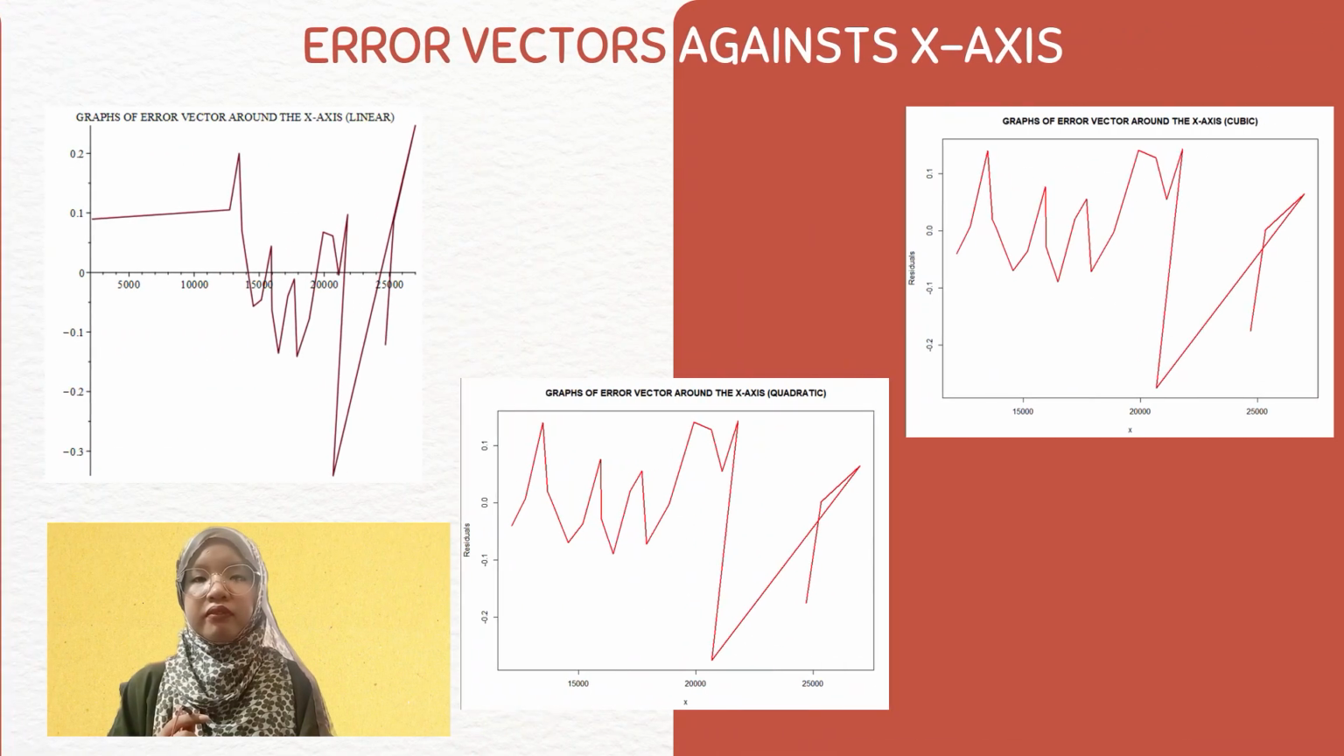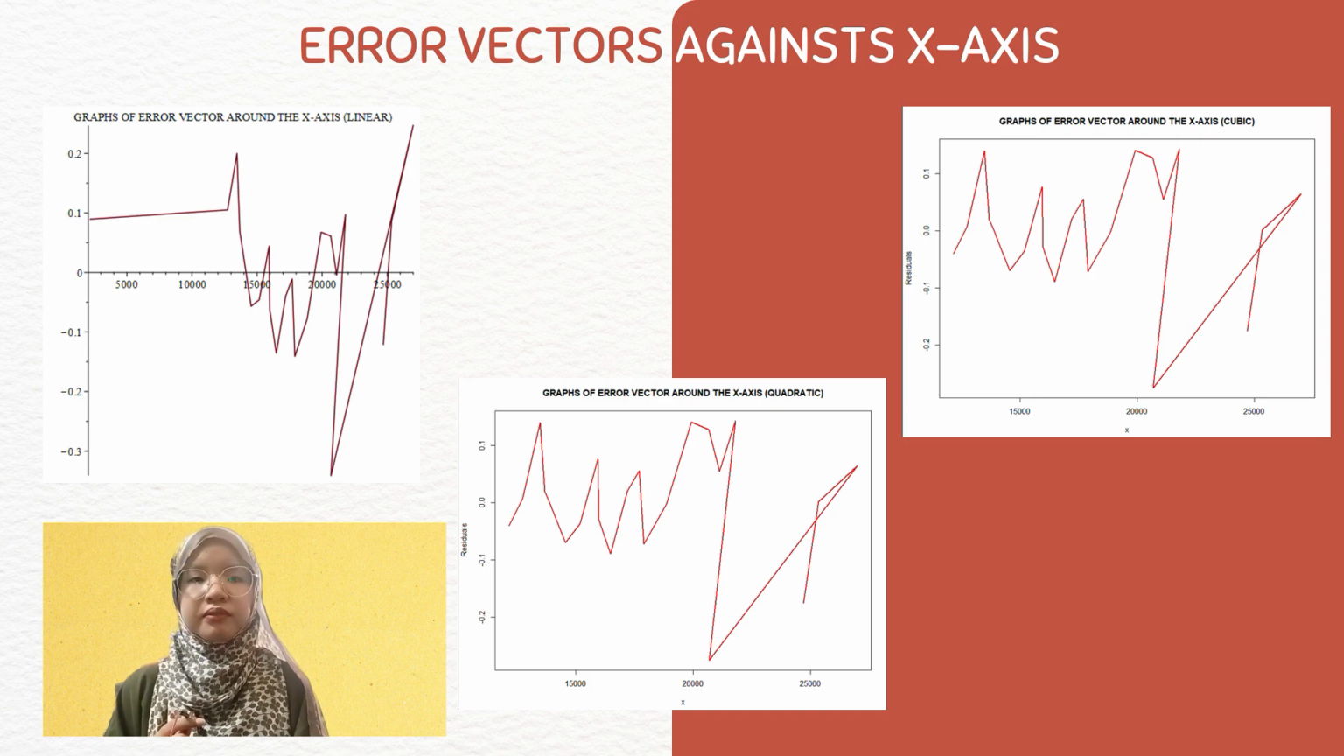In the cubic residual graph, the residuals are also small and distributed around zero. The curve tries to reduce the error even further. However, the difference in error compared to the quadratic model is very small. This suggests that using a cubic model does not give a big advantage for this data.